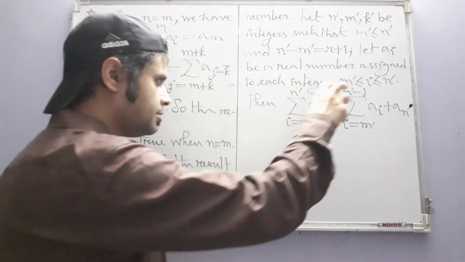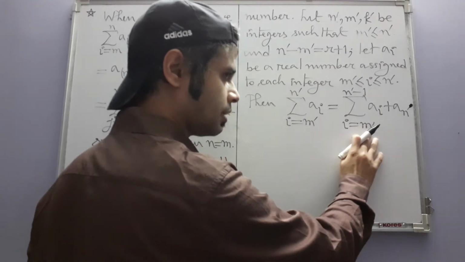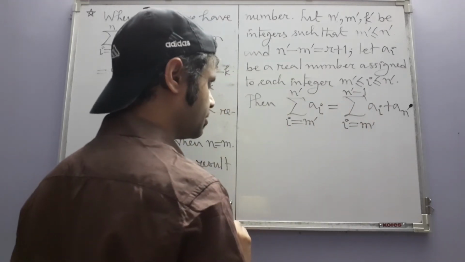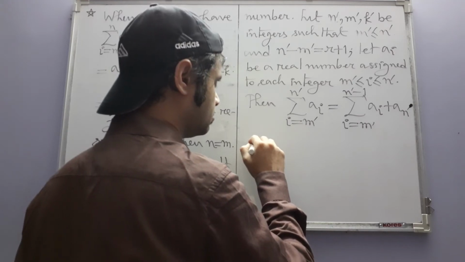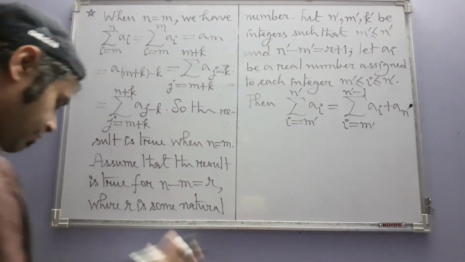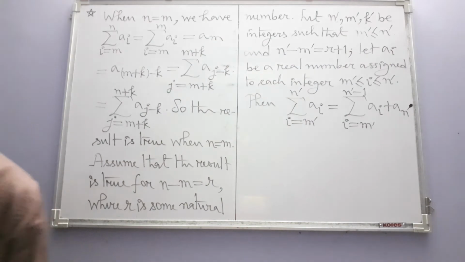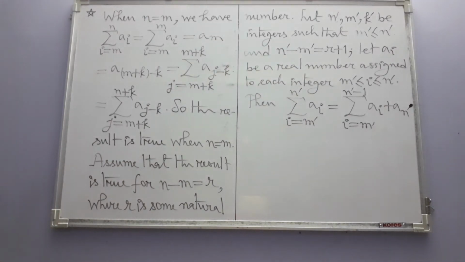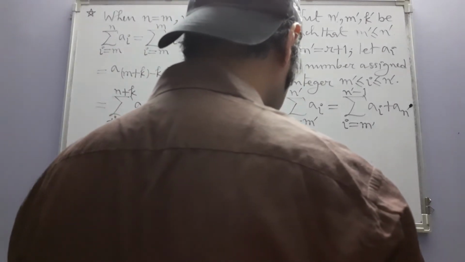Now look at this series. Here the lower limit is m prime, the upper limit is n prime, and shall we have cases here also? Let me see what I did here.